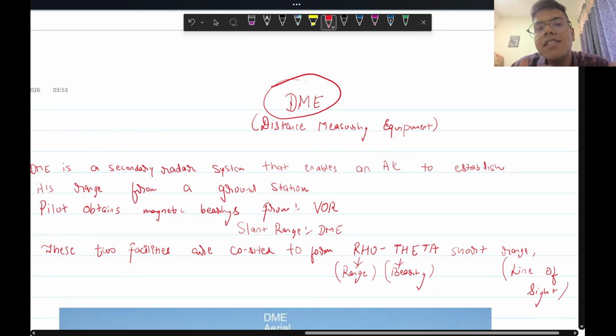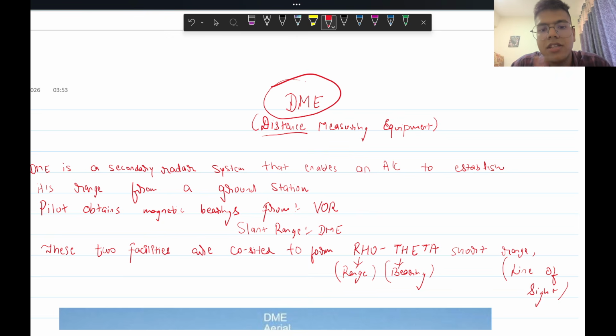It says distance measuring equipment. Now related to distance, what is distance? I want range. I want my aircraft's distance from a particular ground station. So that will be provided by this equipment or NAVAID known as your DME. Okay. And this DME also works on the secondary radar principle. And we know the secondary radar principle works on the pulse technique. So this DME also works on the pulse technique only.